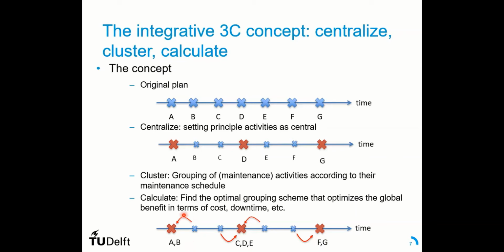Okay, but how do we determine the grouping configuration? For example, should B be implemented with A or with D? Should we group C with D or with A? We really need optimization for that. For this example, it's quite simple because you can just see it. But in a more complex problem, it's really hard to determine the activities that should be grouped together, given all the constraints that we have. So in this case, we need optimization, and this is the third step, calculate. We find the optimal grouping scheme that optimizes the global benefit in terms of cost and downtime. So actually we need an optimization in order to perform this very last task.